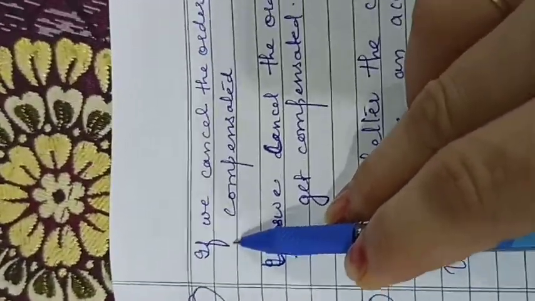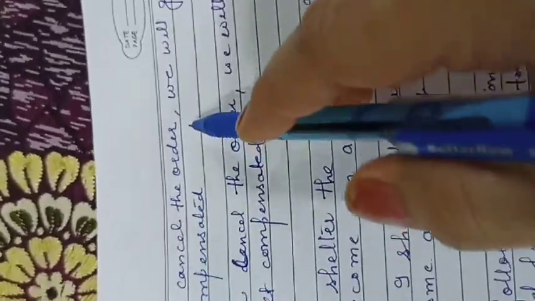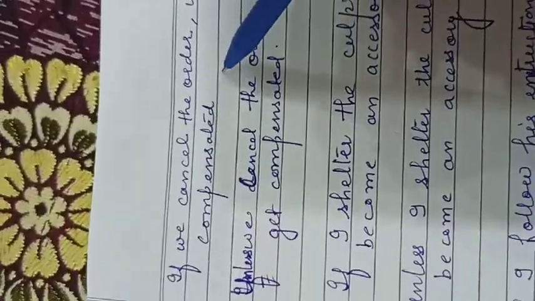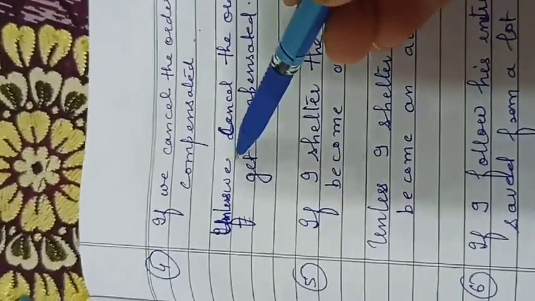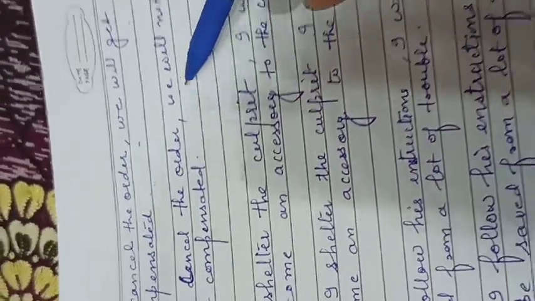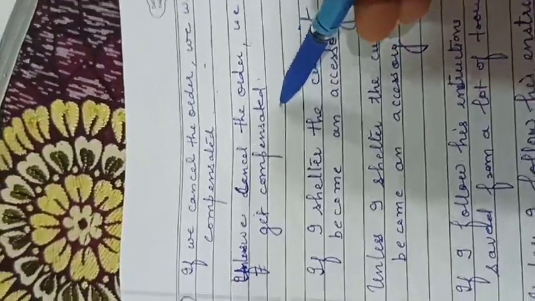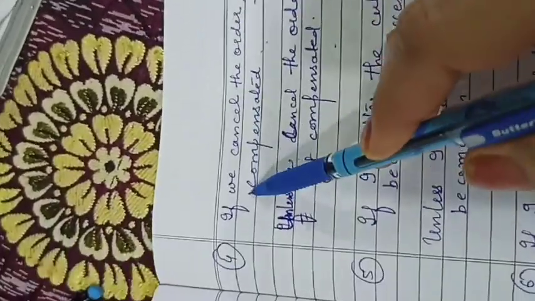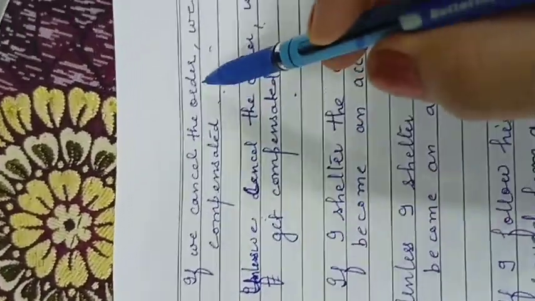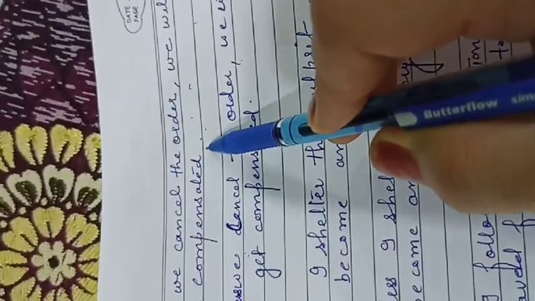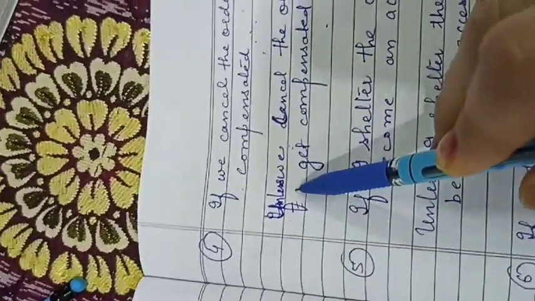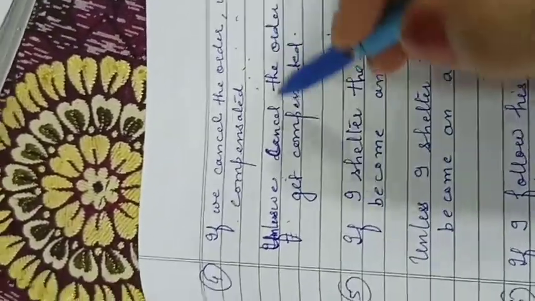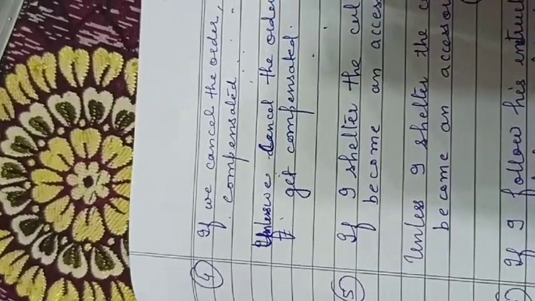Clear, beta? Now one more example, the fourth example: if we cancel the order, we will get compensated. Now start from unless: unless we cancel the order, we will not get compensated. See how many nots are given in this fourth example. There is not a single not here. So we have to use one unless and one more not to make it positive. Two negatives make a positive sentence.